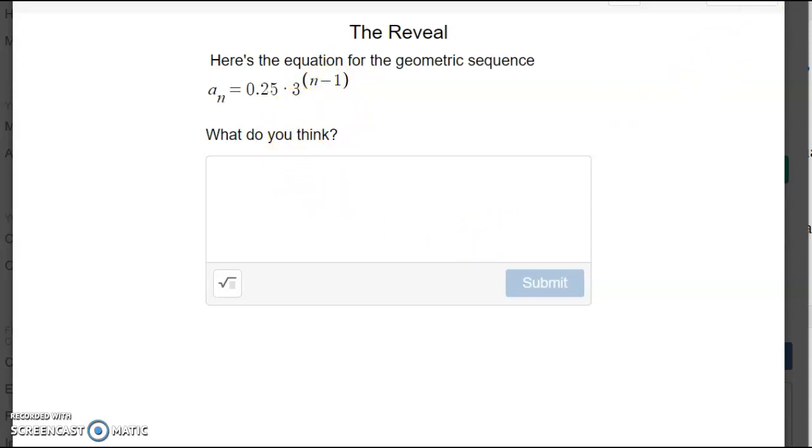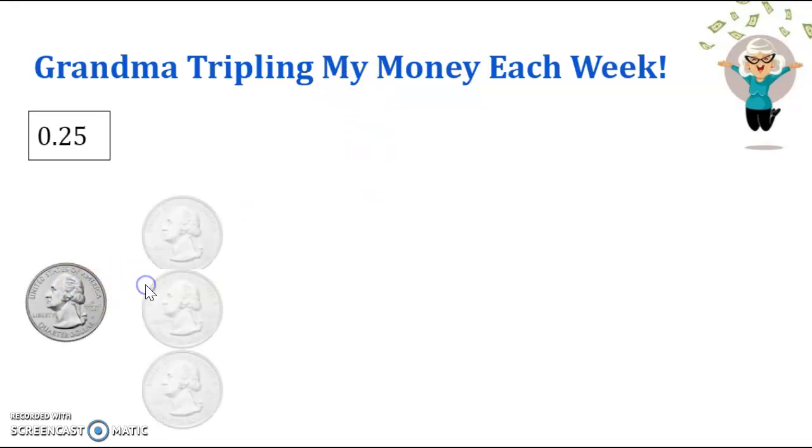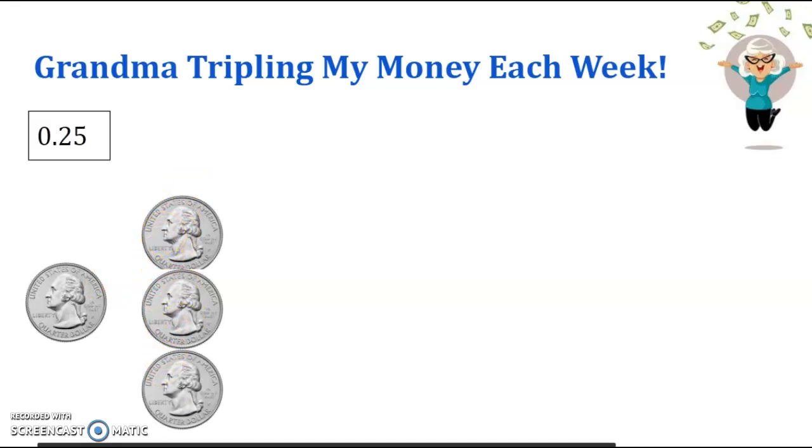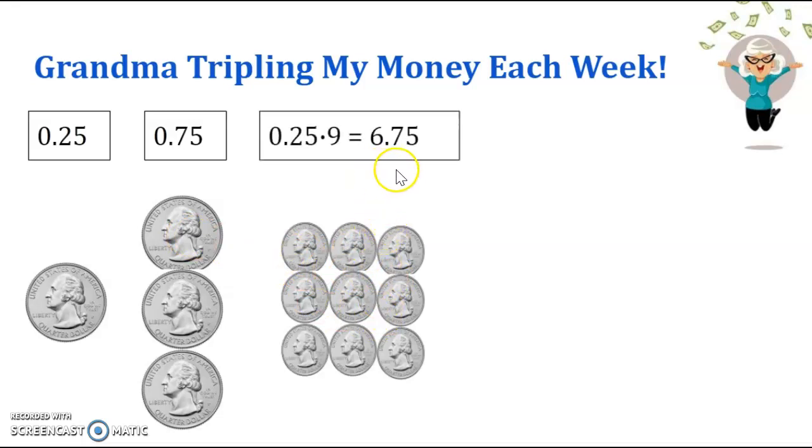Okay? Let's get back to our slides and let's summarize what we should have discovered from the Desmos activity. For the last geometric sequence example, you can think of it as a rich grandma tripling your money each week. So for example, in week 1 you start with a quarter, and then in week 2 she's tripling that. She's giving you 3 quarters, or 0.75, or 75 cents, and then tripling that. However many you had, she's tripling that. So it's going to be 3 times 3, so that's going to be $6.75.